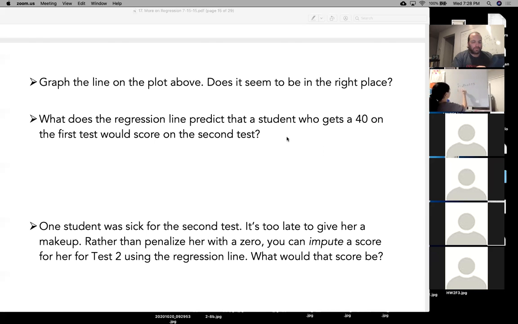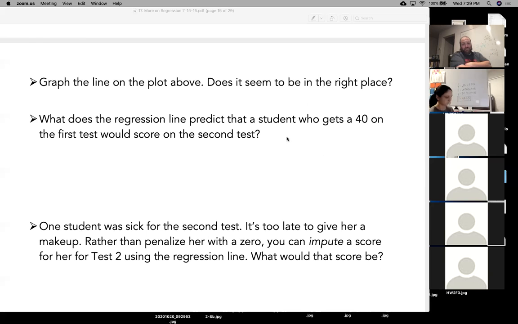So would we put 40 where the X is? That's exactly 40. X is the first test, right? So what's 0.4 times 81? Sorry, 40 times 0.81. About 32, give or take, plus the 11 point whatever. 43.43. So the line predicts that a student who gets a 40 on the first test should score that in the second test.